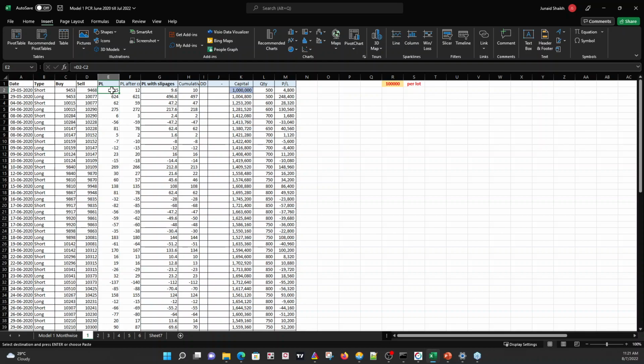But what about cost? Because you'll be bearing some cost, the brokerages, the taxes and all. So we have considered 3 points as brokerage and taxes. As per Zerodha's brokerage calculator, it shows that to break even you need 3 points. So we have reduced 3 points from each and every trade for taxes and brokerages.